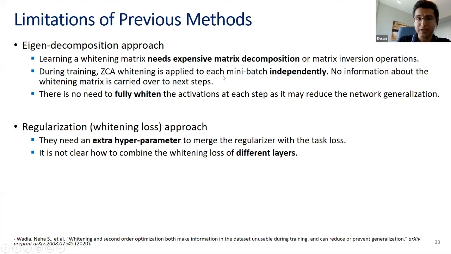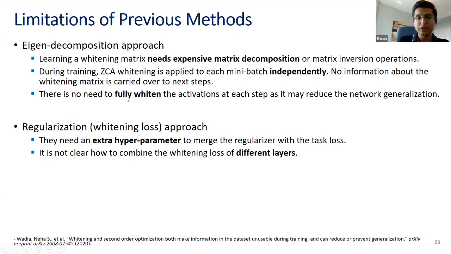The second thing is that at each step, they compute this ZCA whitening from scratch. So it means that no information about that whitening matrix is carried over different steps of the optimization, like training. These are some of the issues that we have kind of reduced, or we can say we've removed in our method.